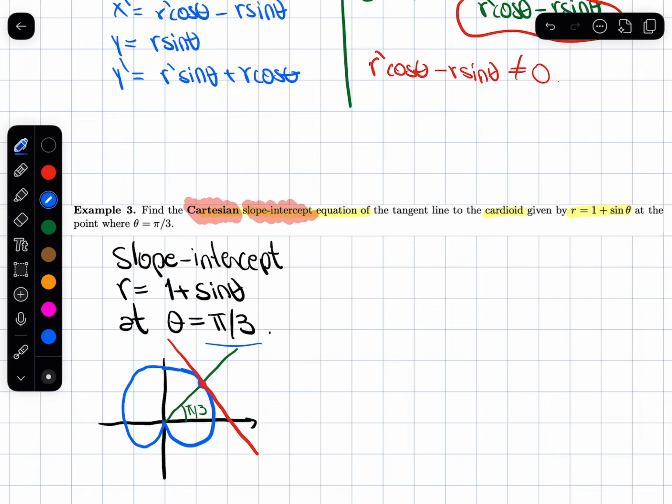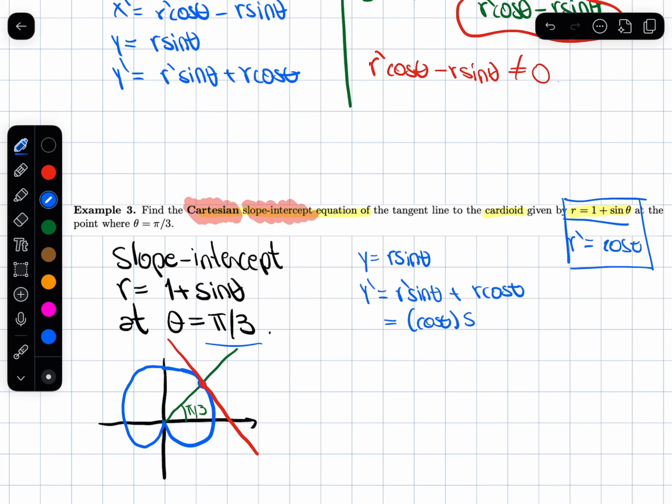So I'm going to go ahead and just do that. I know that y is r sine theta. I need to find r prime, so that's r prime sine theta plus r cosine theta. So r prime is going to be cosine theta. Right, r prime is cosine theta right here because this is r. So this is what I get, plus, and r is 1 plus sine theta times the cosine of theta.